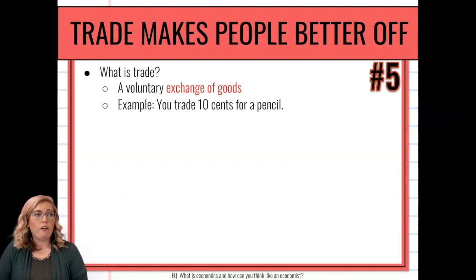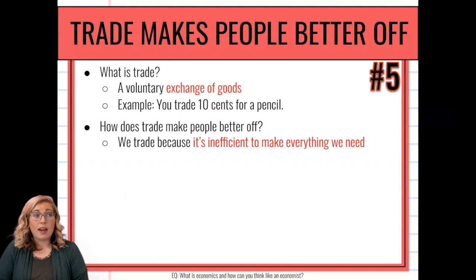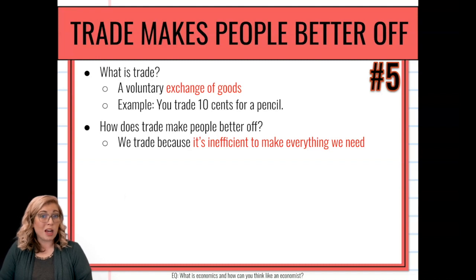Trade makes people better off because we trade when it's inefficient to make everything that we need. Think about it. If you tried to make every single thing that you need, it's time consuming. You might not have all the resources. It's tough. Think about the life we live right now with COVID. When COVID first started, there were people who were afraid of contracting the disease. I'm not going to shop at the grocery store anymore. I'm going to start a garden. Depending on where you live, that might not be feasible. Wintertime, plants usually don't grow. It's difficult to do. So sometimes it's very difficult and inefficient to make everything that you possibly need.